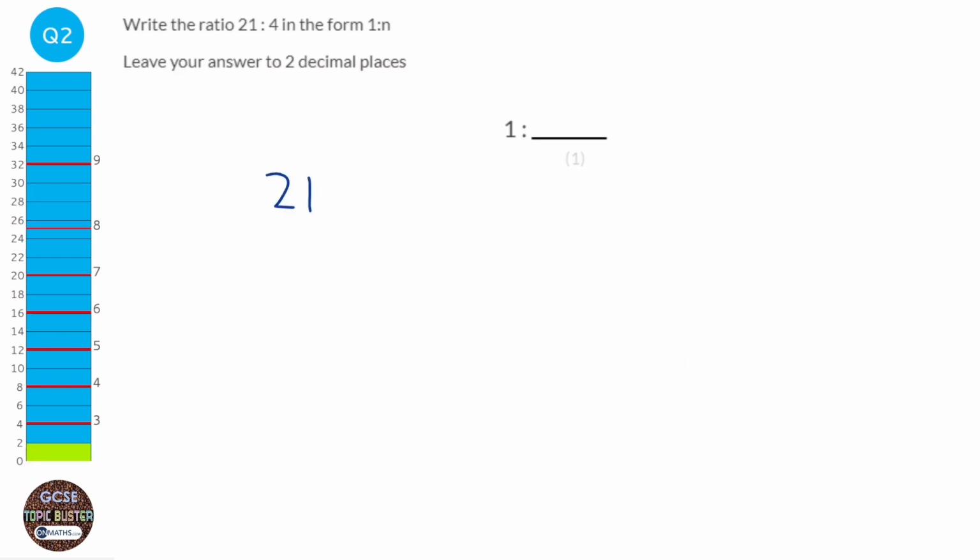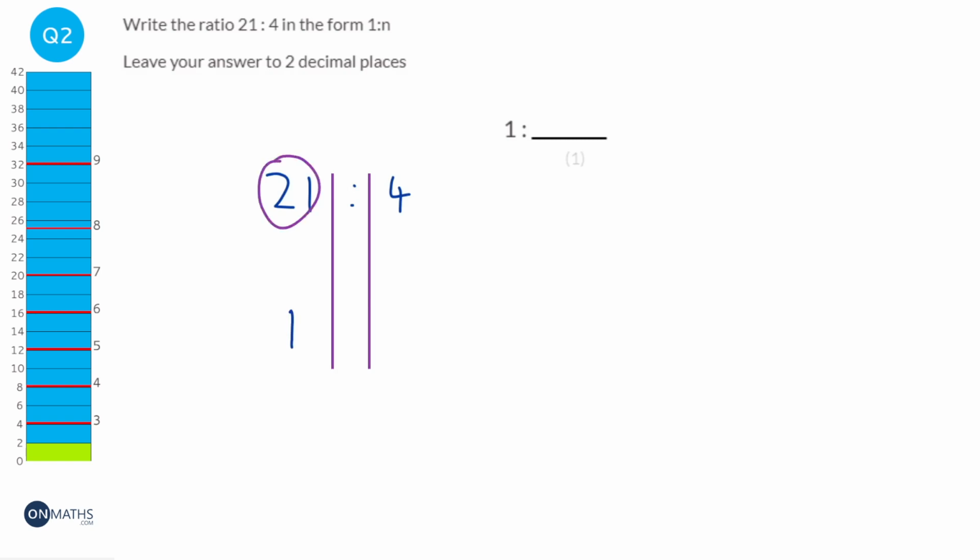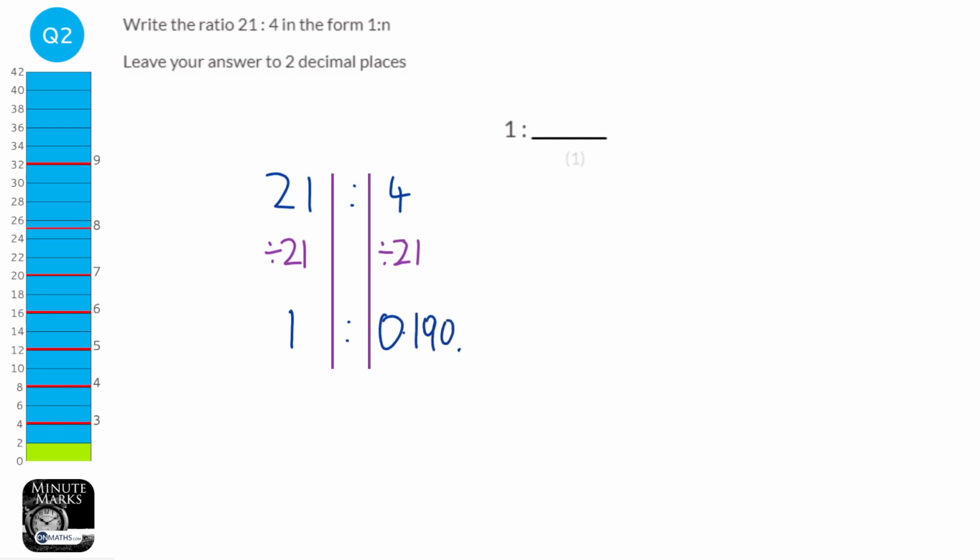So we're given 21 to 4 is the ratio. We're just going to have our lines in, because what we need to do is make the left hand side be 1. And to do that, for 21 I need to divide it by itself, divide it by 21, and we're going to do the same to the right hand side. So 21 divided by 21 is 1, perfect, that's what we wanted. 4 divided by 21 is 0.190 blah blah blah. It says it wants it to 2 decimal places, so it's going to be 1 to 0.19.